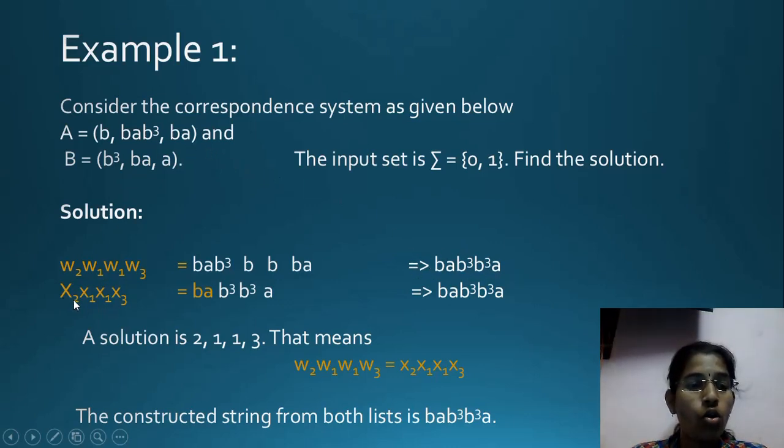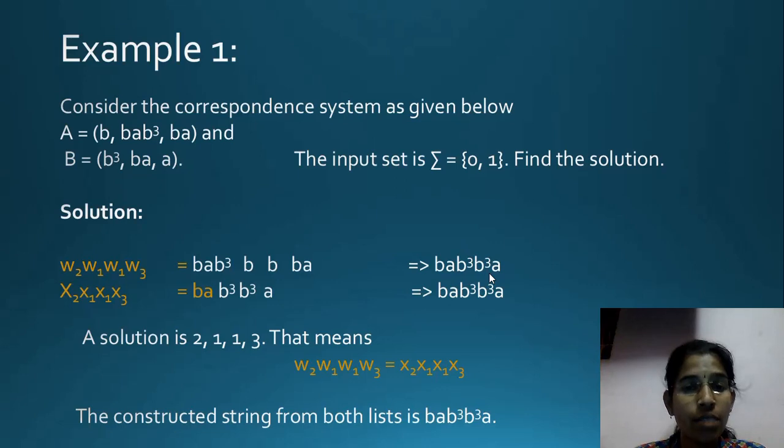In list B, we follow the same sequence 2, 1, 1, 3. So here we first write the second symbol, first symbol, first symbol, third symbol from list B. So the final string from list B is BA, B cube, A. It is the same as the first derivation. So the solution is 2, 1, 1, 3, because when we follow the sequence, we get the same strings. The constructed string from both lists is BA, B cube, A. The system has a solution. So this is a simple example for PCP.